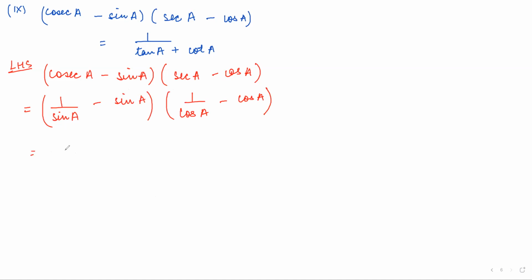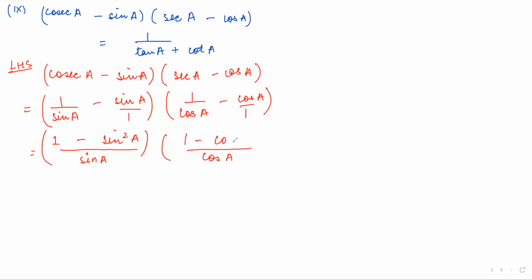Okay. Now you take LCM in the first bracket. So LCM will be sin A, right? Because you have a 1 here. So sin A is already there. So you will get 1 here minus now 1 sin square, sin square A. Good. Now again, same here. The LCM will be cos A. And then you get 1 minus cos square A, right? Okay. Now this 1 minus sin square A is cos square A.